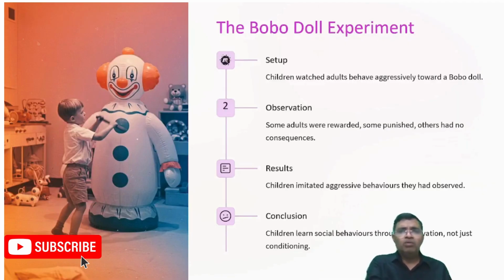See here the Bobo Doll experiment. Here is how the children were treated and how the adults treated the Bobo Doll. The setup: children watch an adult behave aggressively towards the Bobo Doll. Then they observe that some adults are rewarded, some punished, others had no consequences. The result: children imitate the aggressive behavior they had observed. The conclusion: children learn social behavior through observation, not just conditioning. So it is totally observation, by observing society. They see how the adults treated the doll and what the doll's reaction was. So simply the children will observe, keep it in their mind, and imitate the same.